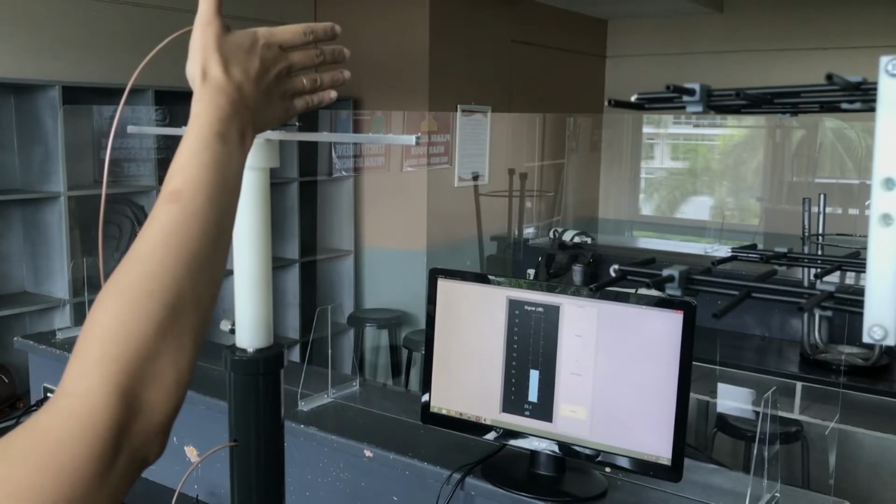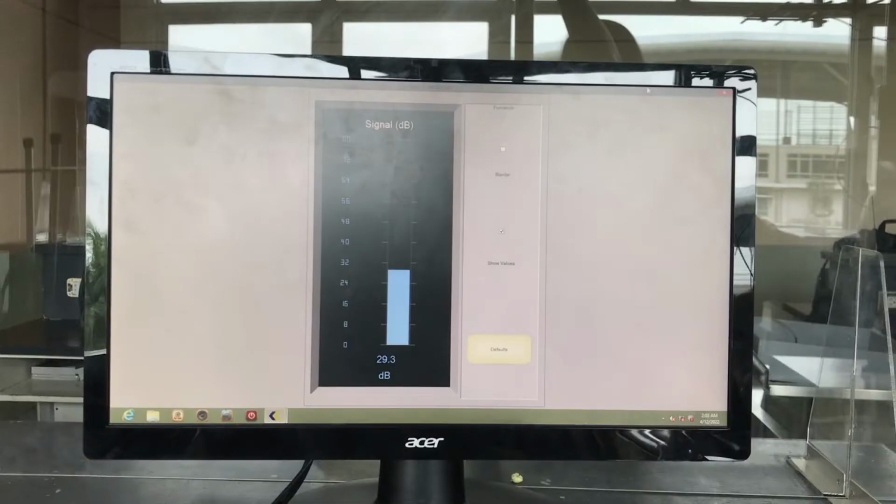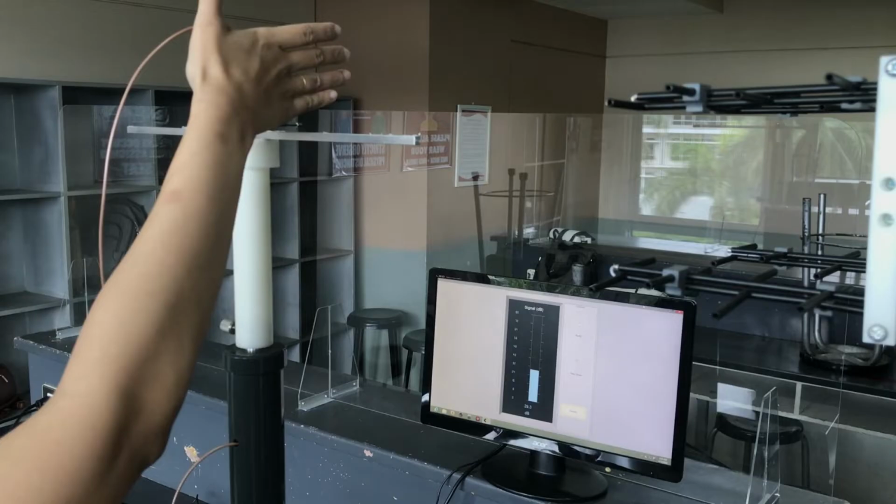For the last part, real-time signal display with hand obstructions near the dipole. It shows both the setup with hand obstructions near the dipole as well as the real-time signal acquired by the dipole. The received signal strength has an approximate value of 29.3 dB. This is the signal strength when the hand is placed as near as possible to the dipole.